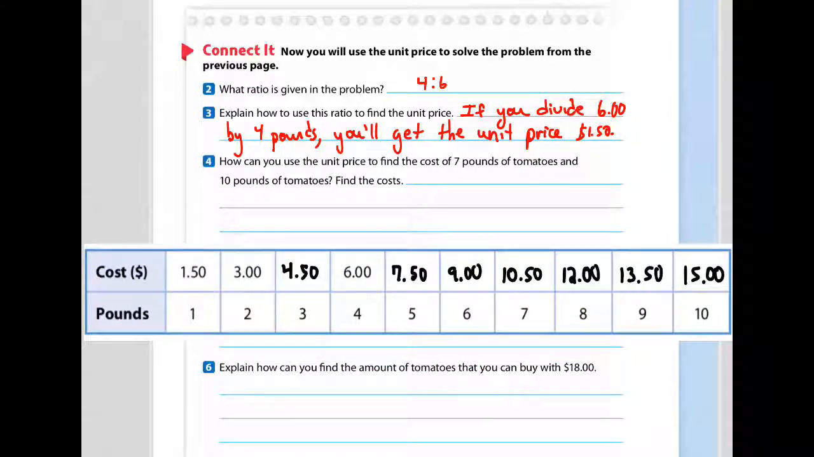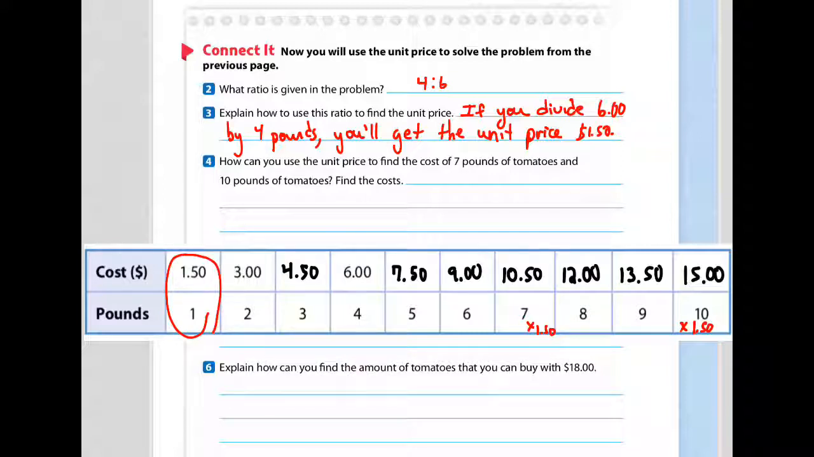So let me go back here. So remember, we know 1 pound is $1.50. Once you get the unit price, think of it like a key that unlocks any door in a house. You can just multiply any number of pounds by the unit price of $1.50. So for example, if I want to find the price of 7 pounds, I do 7 times the unit price. If I want to find the price of 10 pounds, I do 10 times the unit price. So multiply the unit price by any number of pounds. So it wants me to explain that.